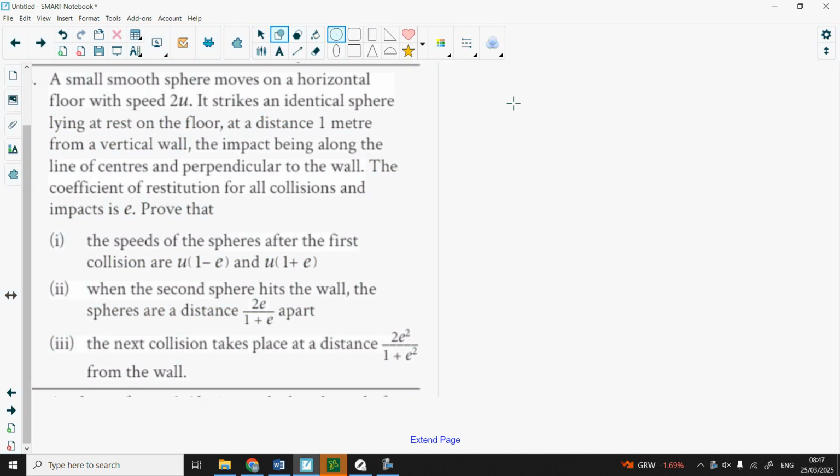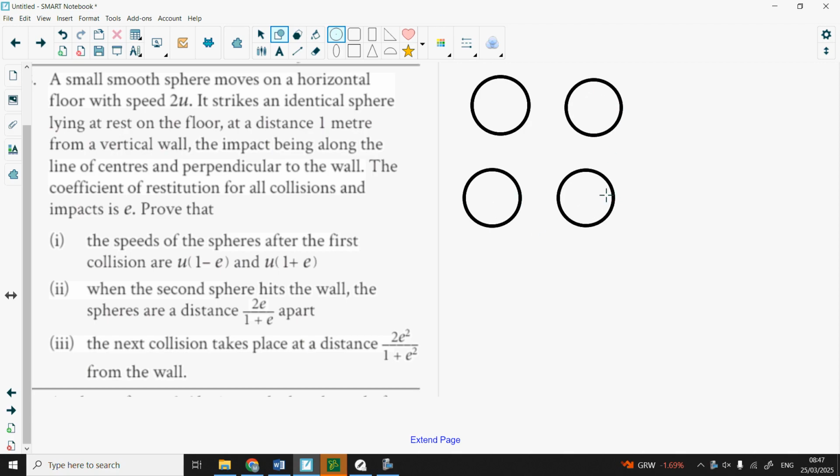Now, a small sphere, a small sphere, two spheres, right? And they're going to hit each other. Okay. And what's going on? They're both identical, are they? Yeah, both identical. So the full system is M's. So we don't need to worry about any masses going on here. Okay. Now they're 1 meter from a vertical wall.